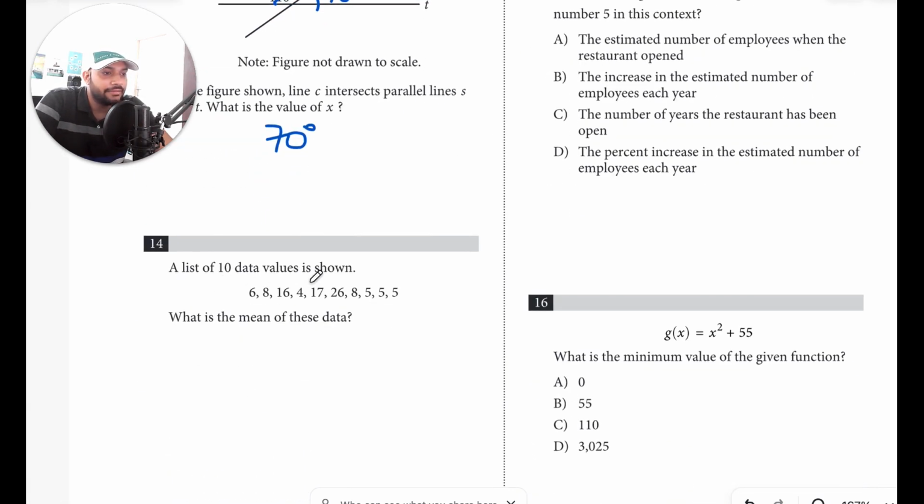14. A list of 10 data values is shown. 6, 8, 16. Okay. What is the mean of these data? Add them, divide by 10. Do it immediately. 5 times 3 is 15. Plus 8 is 23. Plus 26 is 49. Plus 17 is 66. Plus 4 is 70. 70 plus 16 is 86. 86 and 8 is 94. 94 and 6 is 100. 100 over 10 is 10. 10 is the answer.